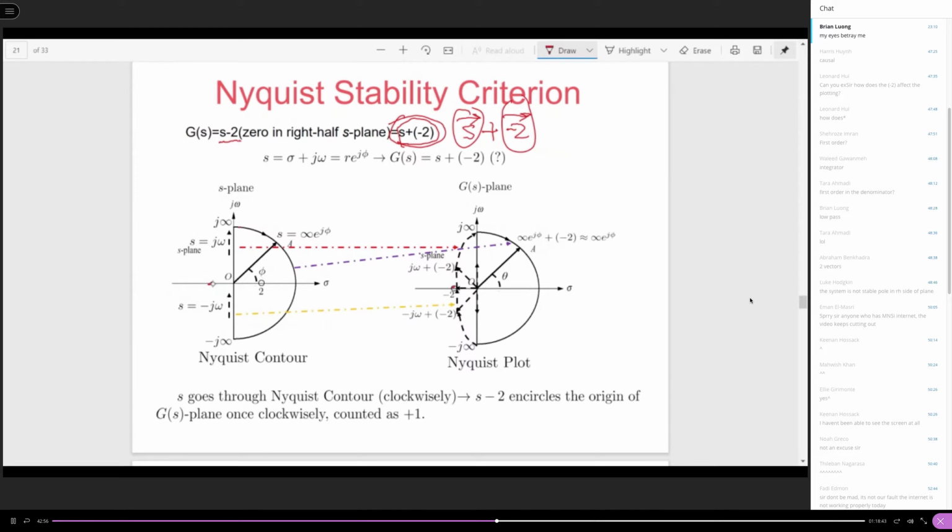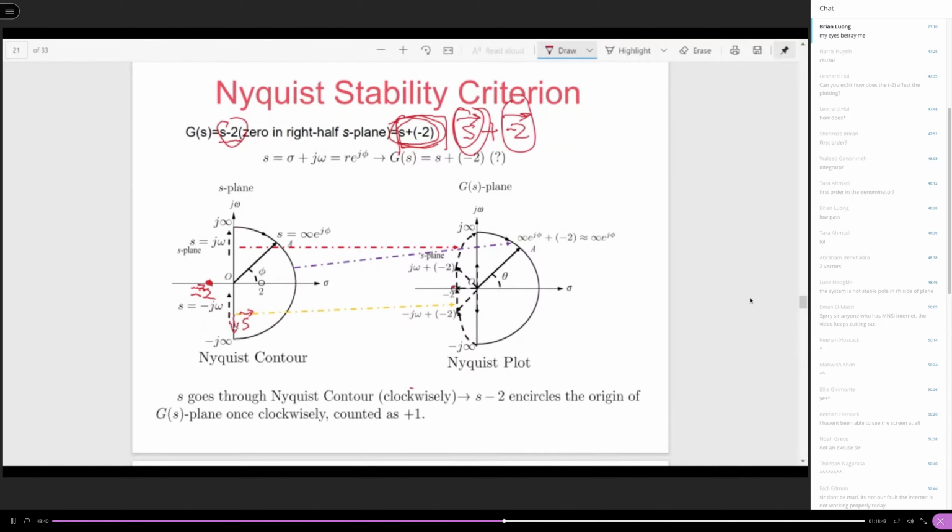Plus minus 2, so it's here. I'm sorry, I did not draw. I should draw the point here. So this is going to be the minus 2. And the s vector is on this Nyquist contour, so it's going to be here. This is the s vector, this is the minus 2 vector. So now you can see what s minus 2 is going to be. That is equal to the sum of the s vector plus the minus 2 vector.